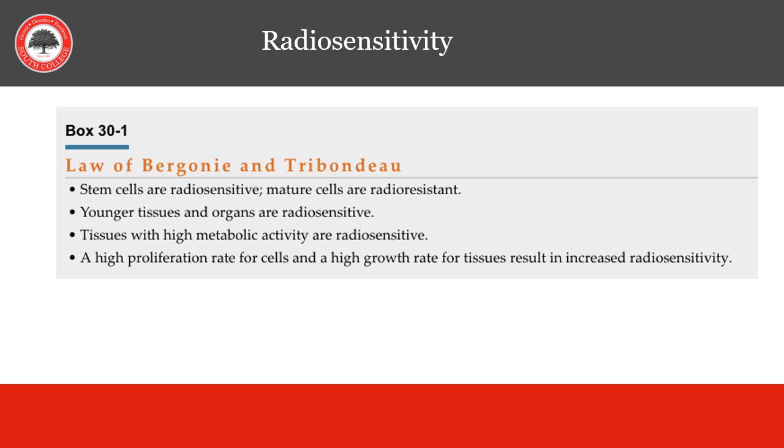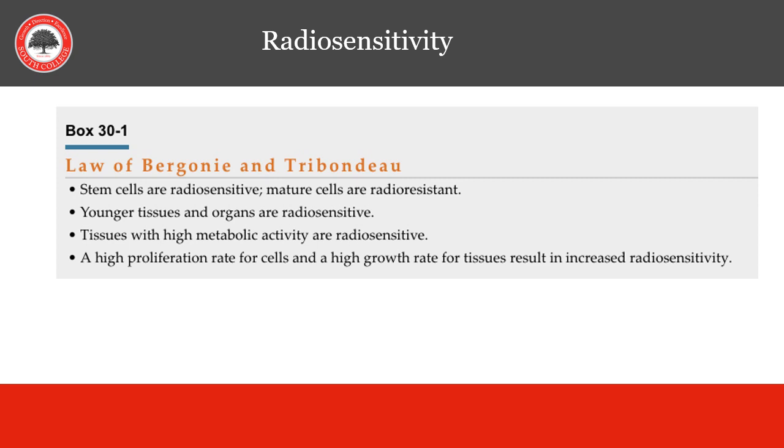So stem cells are radiosensitive, mature cells are radioresistant. We talked about that in the previous chapter. Younger tissues and organs are radiosensitive, which kind of makes sense because that goes along with stem cells being young and mature cells being older. Then they stated that tissues with high metabolic activity are radiosensitive, meaning that they divide faster. It takes less time to get them from immature to mature, so they're going to be more radiosensitive. And a high proliferation rate for cells and a high growth rate results in an increased radiosensitivity.